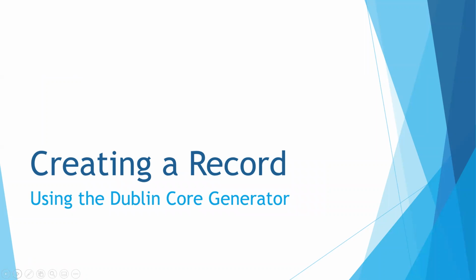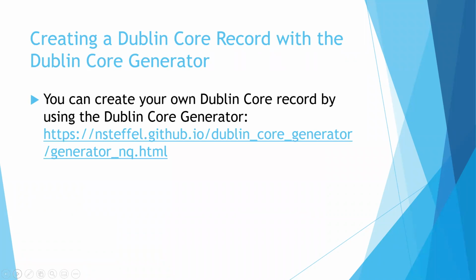So we've been talking about the Dublin Core generator. Let's look at some examples. You can create a Dublin Core record with the Dublin Core generator. I've got that link, and it'll be in the slides on L2 as well.